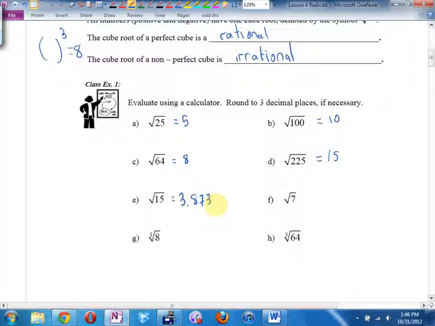Now, by the way, because square root is the most common, if you just say root, we assume you mean square root. Unless you tell us otherwise, if you say the word root, we'll assume it's square root. So I could read this as root 7, also square root 7, but root 7 sounds nerdier.